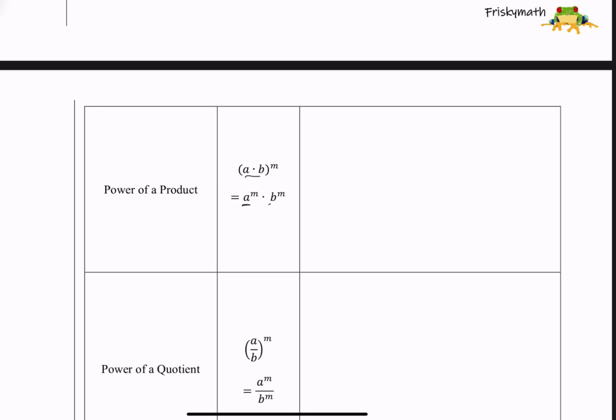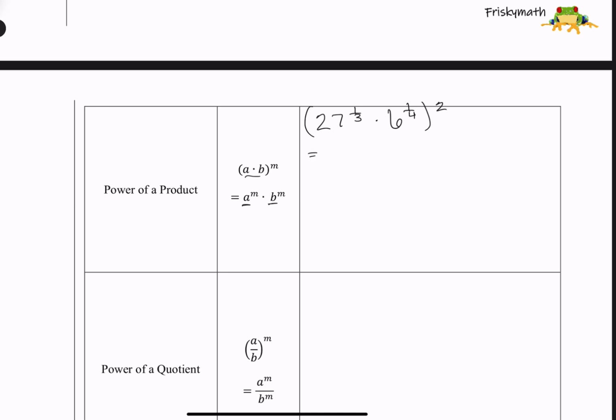and the other factor is b, and it gets raised to the m power. All right, so let's go ahead and apply this to rational exponents. Let's go with 27 to the 1/3 power times 6 to the 1/4 power, and then that product is being raised to the second power.